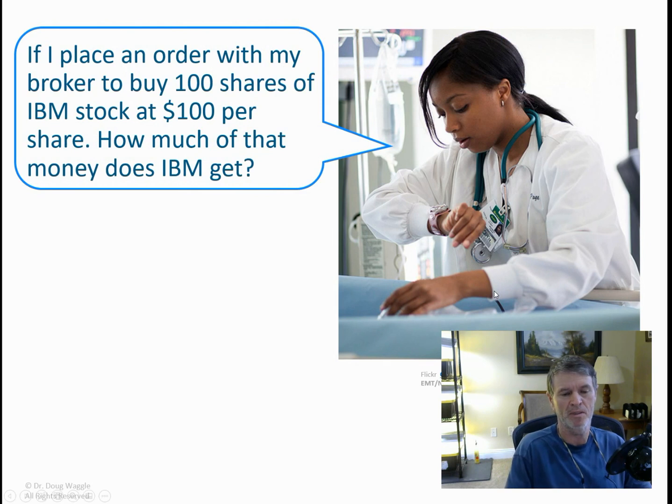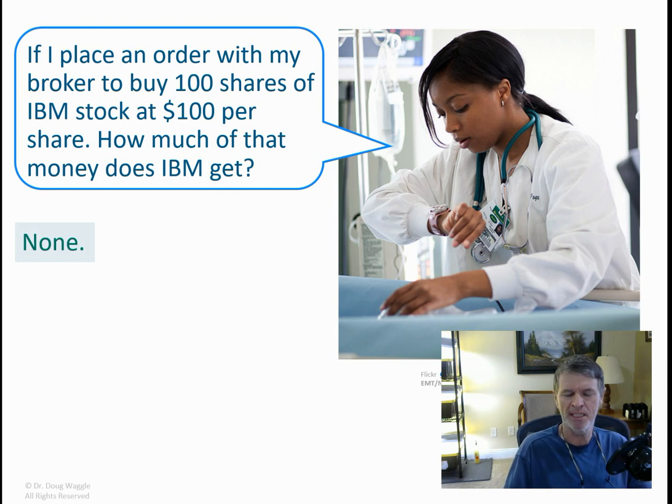Now here's a quick quiz on stock. If I buy 100 shares of IBM stock right now, I grab my trusty iPhone, log on to my brokerage account, and buy some IBM stock. How much of that money will IBM get? Well, this was actually a trick question. IBM is not going to get any of that money.